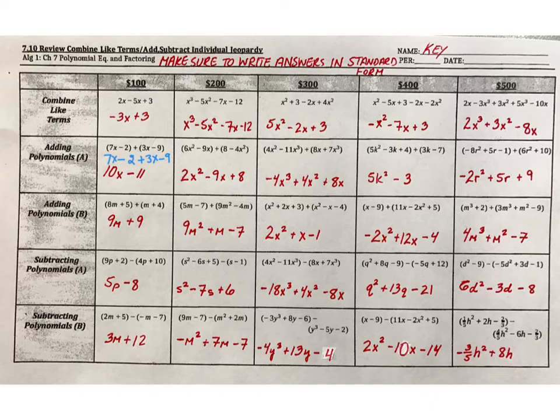Rewrite without bracket. So 6x squared, 9x plus 8 minus 4x squared. Combine the like terms. So 6x squared minus 4x squared would give you 2x squared. There is no other term to combine with the x term, so 9x as it is. And then 8 would be as it is.